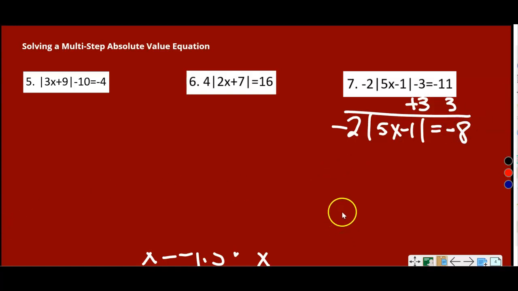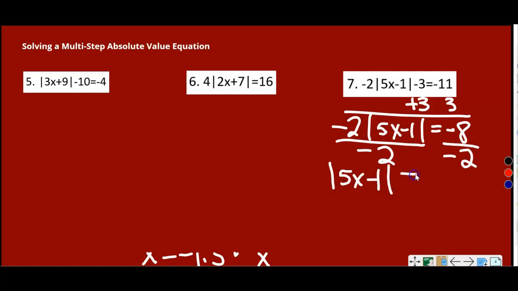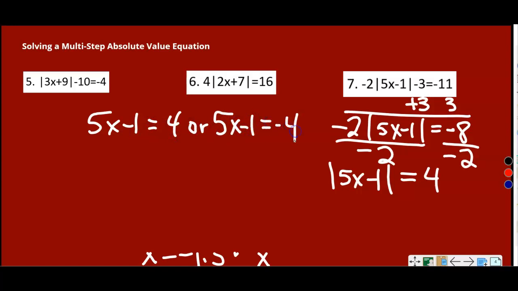We need to divide both sides by negative 2. And we have the absolute value of 5x minus 1 equals negative 8 divided by negative 2, which is positive 4. That gives us a positive constant value, so we know that we can now solve this as 2 equations. I'm going to come over here to the left where we have more room. So let's do 5x minus 1 equals 4, or 5x minus 1 equals negative 4.